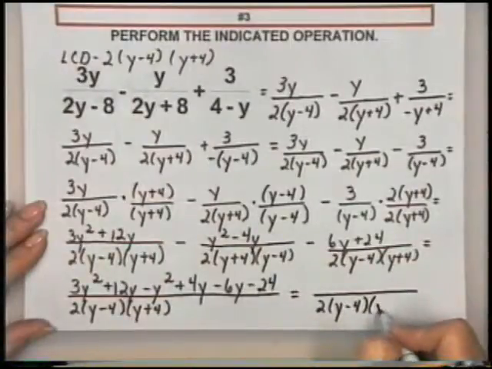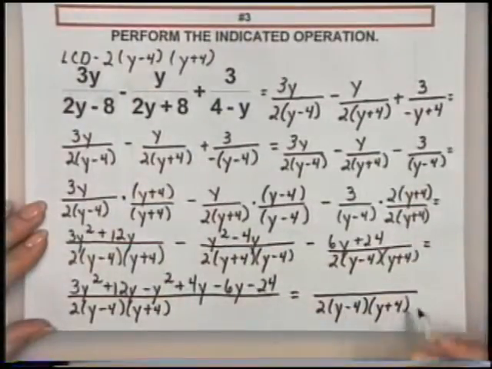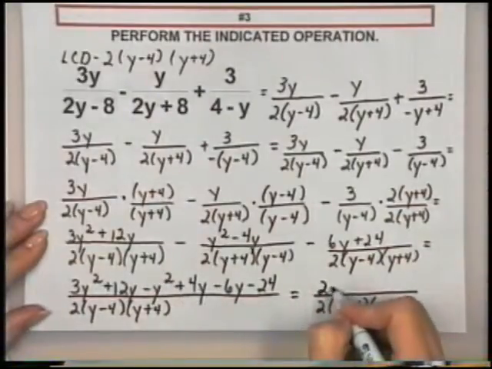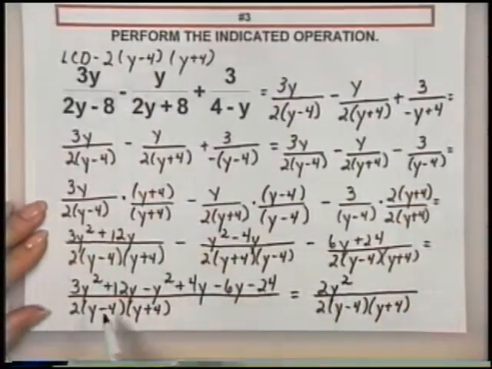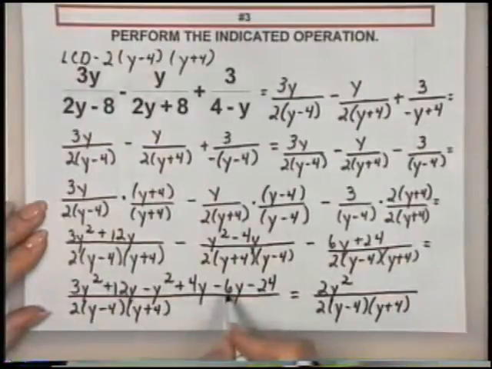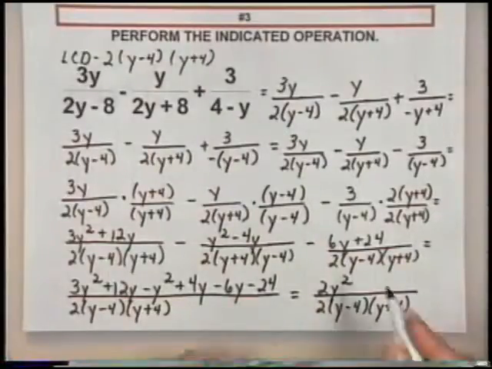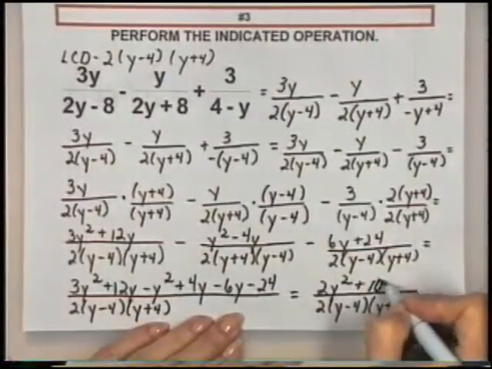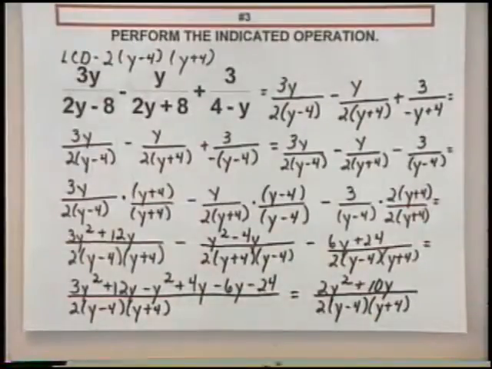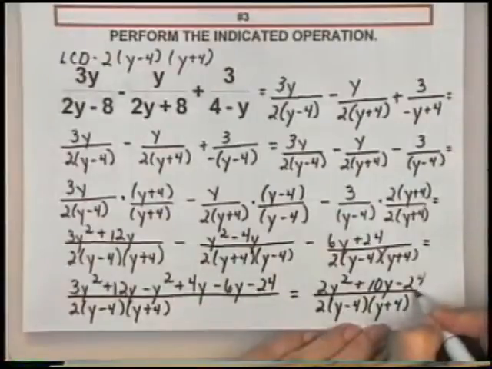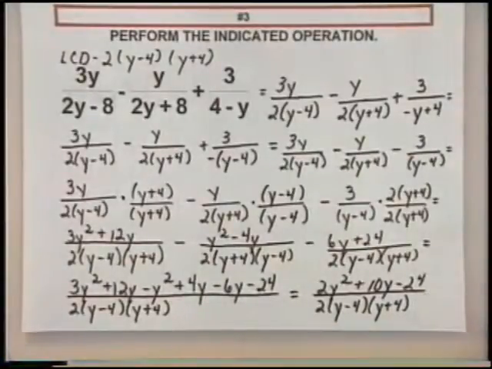Let's write the denominator. The 3y squared subtract y squared is 2y squared. 12y subtract 6y would give me 6y, and then if I add the 4y to it, I will get 10y, and then I have a minus 24.